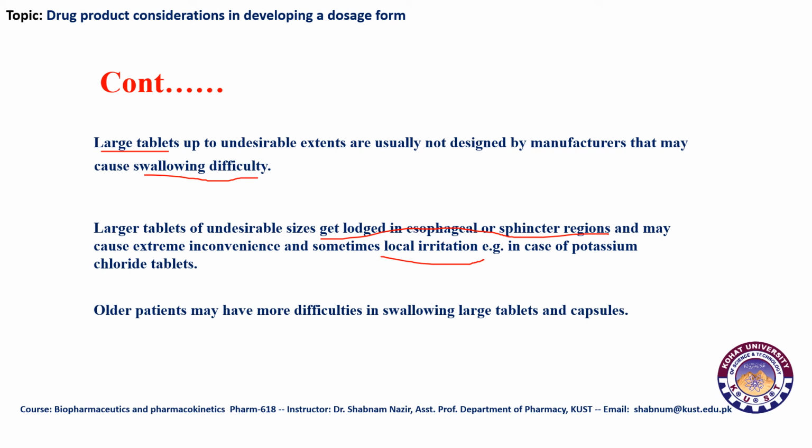Older patients may have more difficulties in swallowing larger tablets and capsules. So it is also important for the manufacturers or pharmacists who are developing a new dosage form to know that older patients may find it extremely inconvenient if the size or shape of the capsules or tablets is extremely large. So these are the factors which should be kept in mind: the size and shape in several ways could cause inconvenience, it could cause local irritation, and for patients of certain ages it could be a trouble.